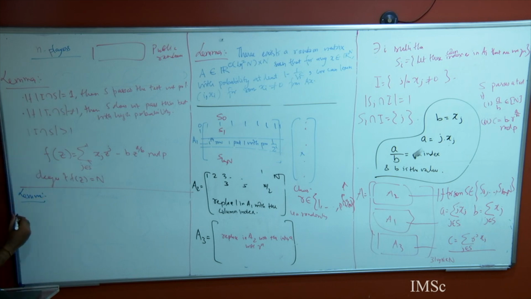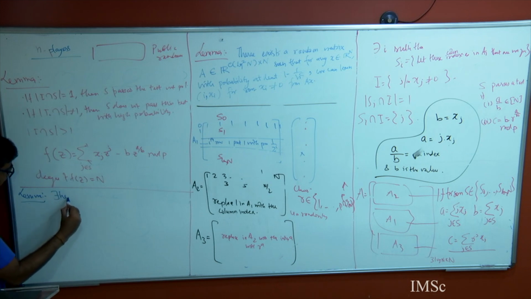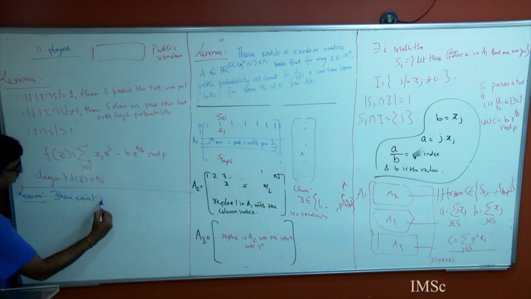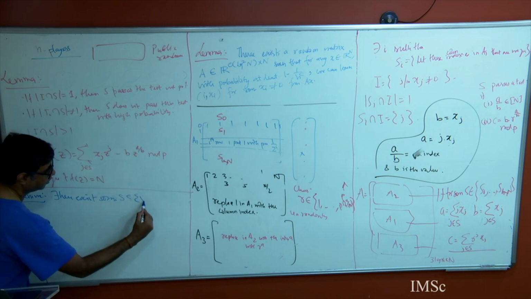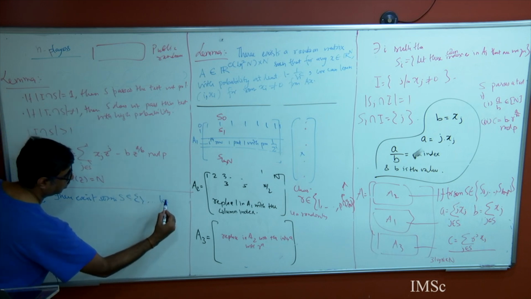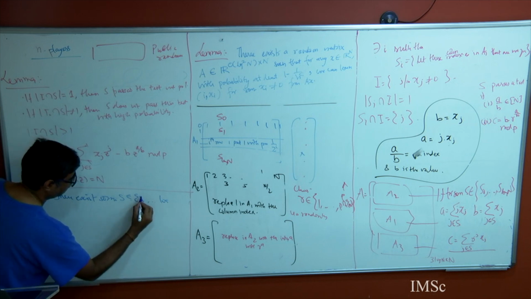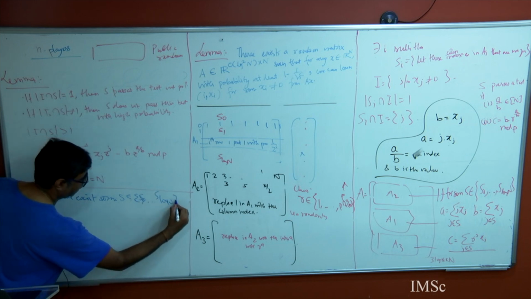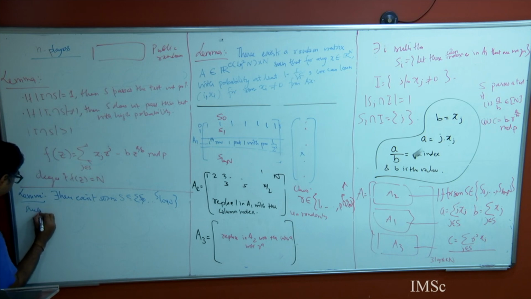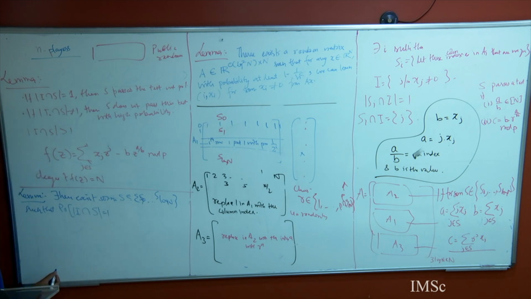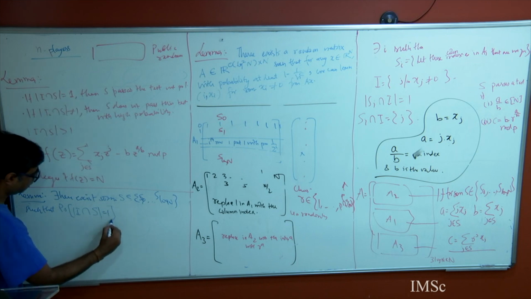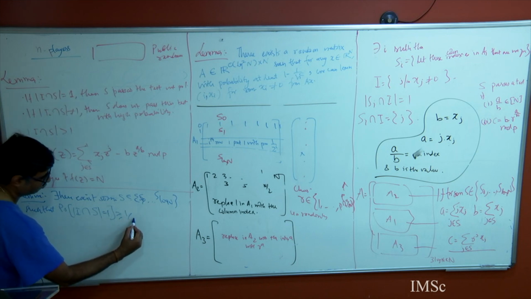There exists some S in S0 to S log n such that the probability that I intersection S is 1 is greater than or equal to some 1 over constant.